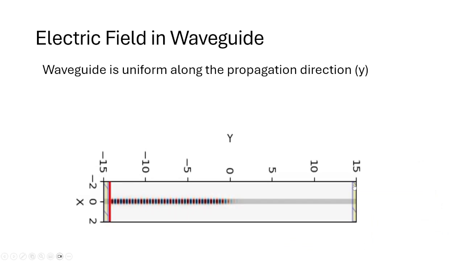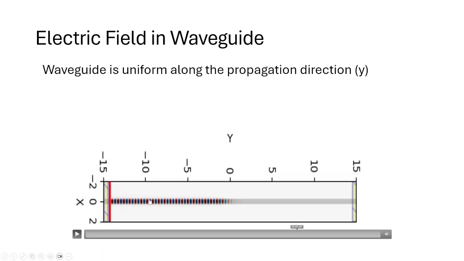So to talk about waveguides, we need to understand what the electric field looks like inside a waveguide. As I said, waveguides are going to be uniform along the propagation direction. So in this movie, you can see that along Y, the waveguide profile doesn't change. And it's because of that that this light field can just propagate losslessly.